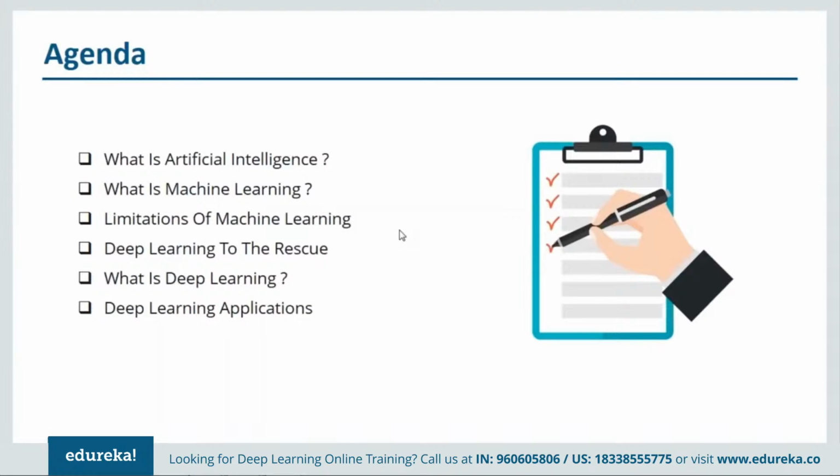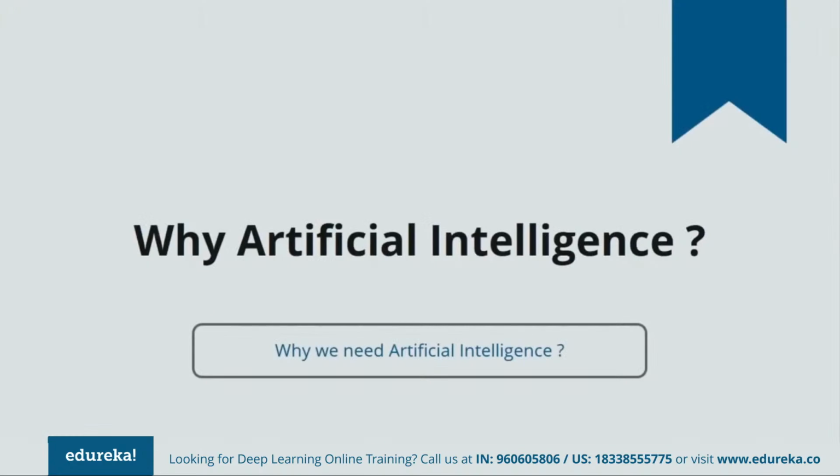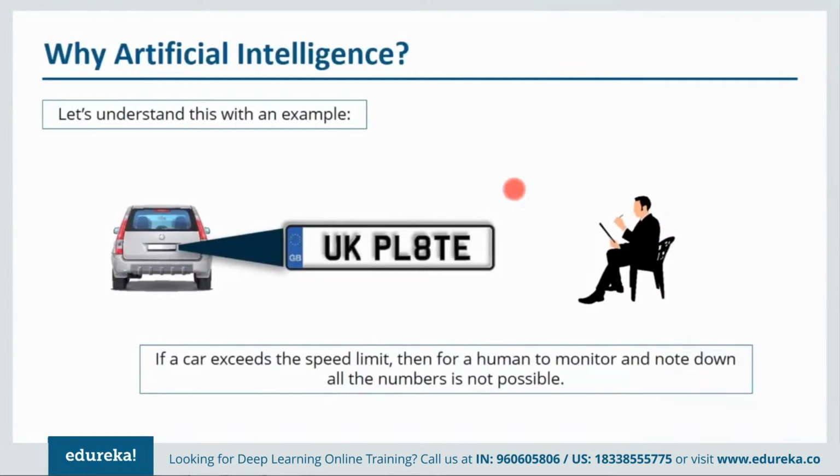So let us move forward and understand artificial intelligence. But the first thing that we need to focus on is why artificial intelligence? Why do we need artificial intelligence? Now let us understand this with an example. Nowadays, if you have noticed, if your car exceeds the speed limit, you'll get a letter or basically a challan at your home. How do you think that happens? Do you think that there's a person sitting in a chair and actually noting down all the number plates that cross the speed limit? Well, that is not possible because there might be millions of cars that pass through that road, and at once there might be many cars passing through that road. So for a human being to do this task is next to impossible.